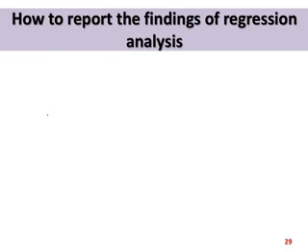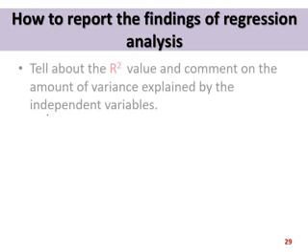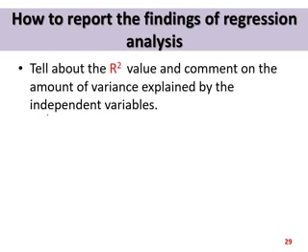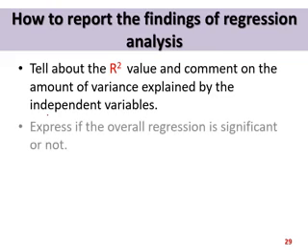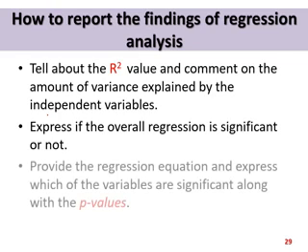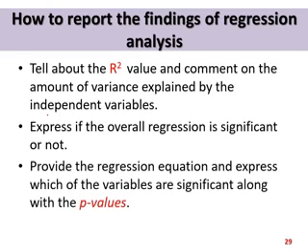Now, how to report the findings of the regression analysis? Tell about the value of R square, and also comment on the amount of variance explained by the independent variables. Express if the overall regression is significant or not. That is table number 2. Table number 2 will tell whether the overall regression is significant or not. Provide the regression equation and express which of the variables are significant along with the p-value. So this is how we should report the result of a regression equation.